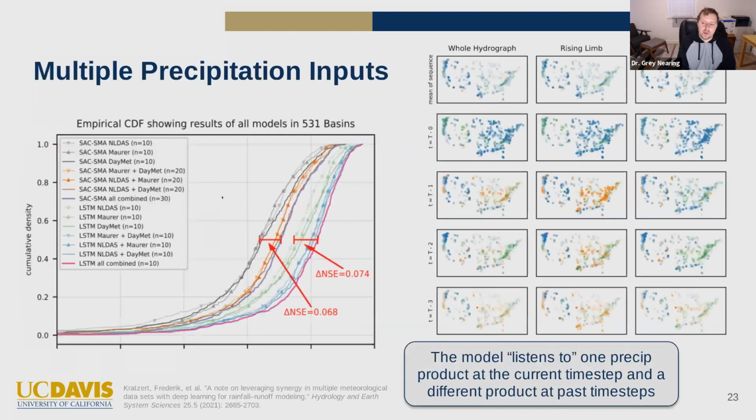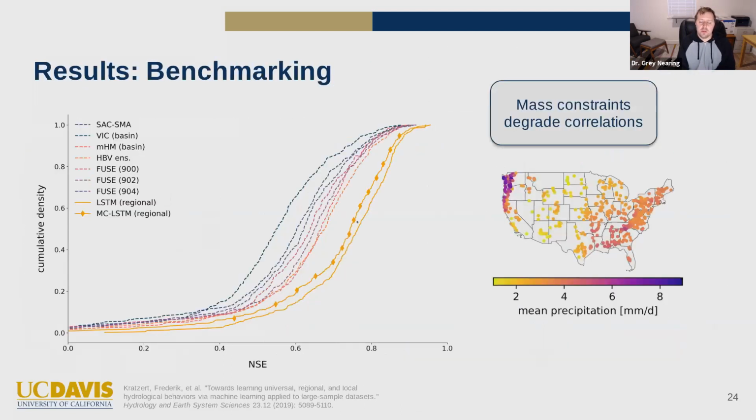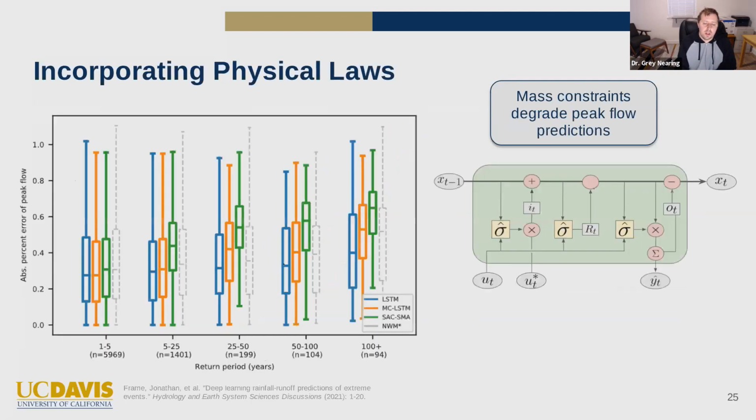Okay, but we do lose skill. Even though the LSTM is able to learn the same long-term mass balances as a version of the LSTM that's constrained specifically to conserve mass, the constrained model isn't able to pick up all of the variation in the data, and so we lose some correlation. The correlation score goes down when we constrain the model to conserve mass, and also the ability to predict peak flows, extreme events that are not included in the training data set, is reduced. So the mass-constrained neural network does worse than the unconstrained neural network.